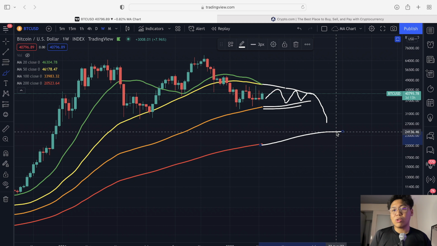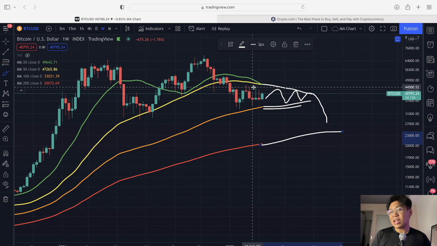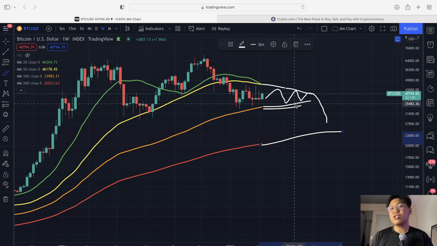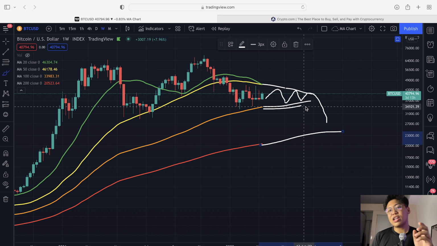and we are only going to play that one out only if na-reject tayo sa ating 50-week moving average, which is the yellow line, and only if na-break natin yung 100-week moving average, which is the orange line. So the following scenarios na mention natin are the best and worst case scenarios. So ngayon, ang tanong, what can you actually do with this latest movement?